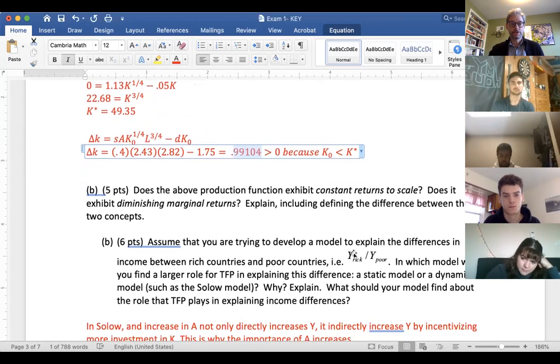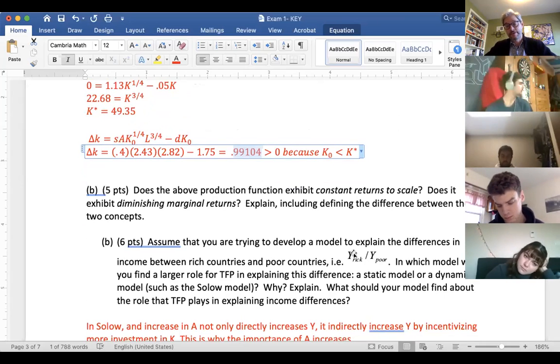Okay, the next question, constant returns to scale. Constant returns to scale says that if you double all inputs, output should double, right? So if you double both capital and labor, output should double. Yes, this production function exhibits constant returns to scale, and you could show that by either picking numbers or just saying that the coefficients add up to 1, right? The coefficients in this production function add up to 1.